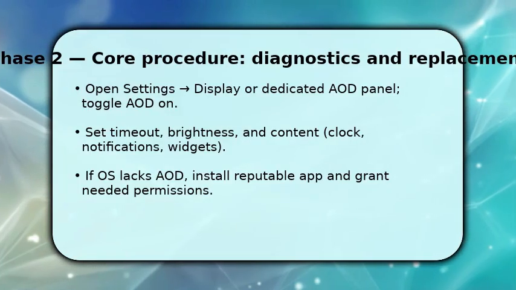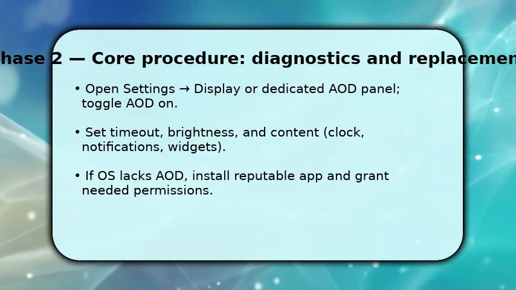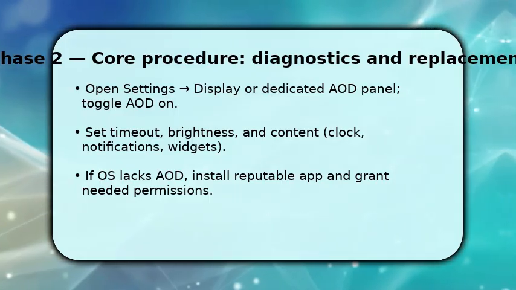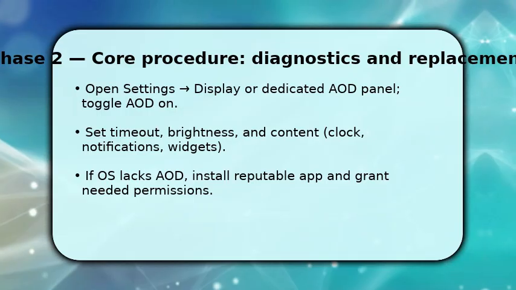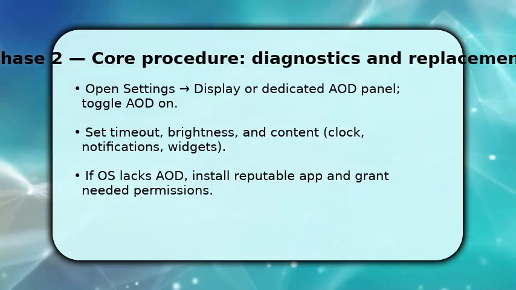You now enable the feature. Open display settings or the dedicated AOD control panel and toggle Always on Display on. Then configure timeout, brightness, and what shows. Pick a minimal clock and disable high refresh animations to lower power use.